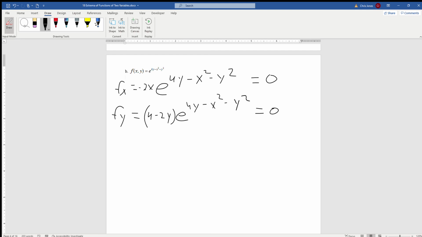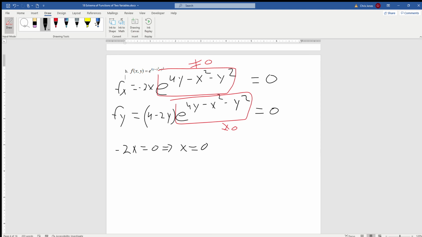Now this looks pretty horrific to solve, but one thing to remember is that the exponential function e to a power will never reach 0. It becomes asymptotic as it tends towards 0. So this will never equal 0. This will never equal 0. And so that really means that all we have to worry about is negative 2x equals 0, which implies that x is 0.